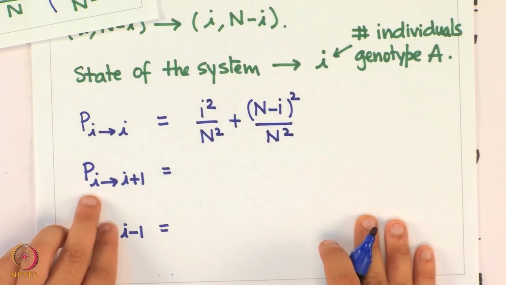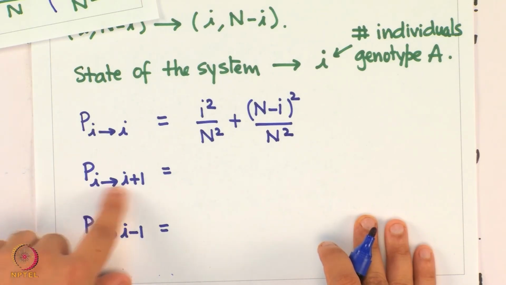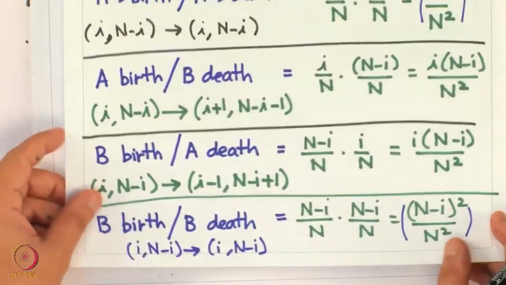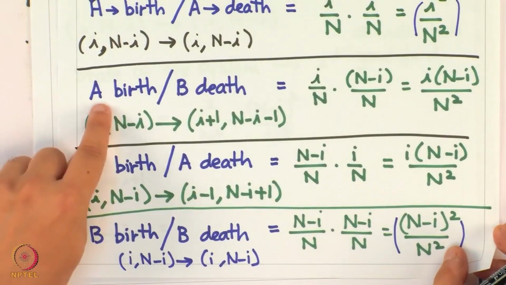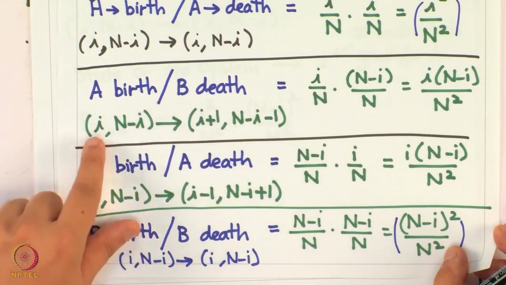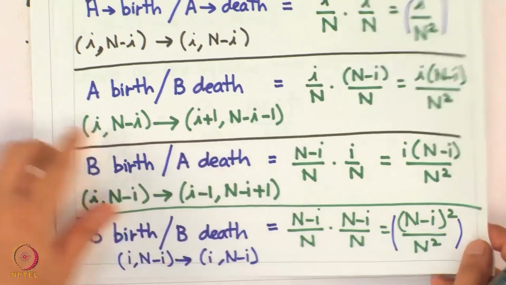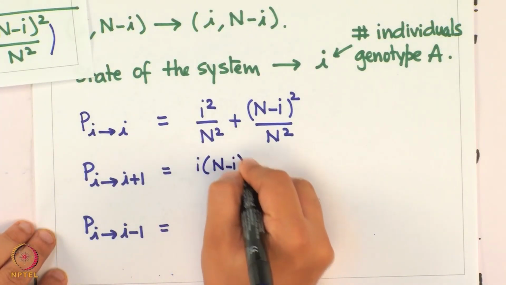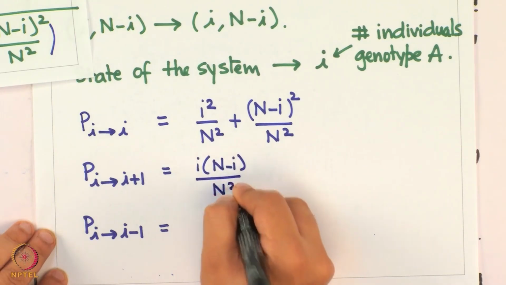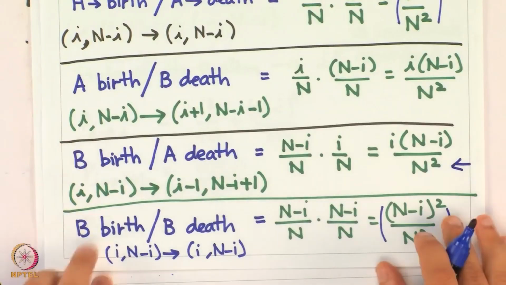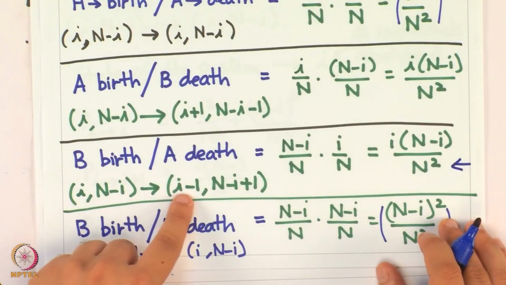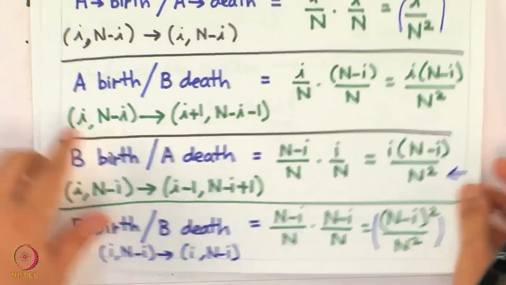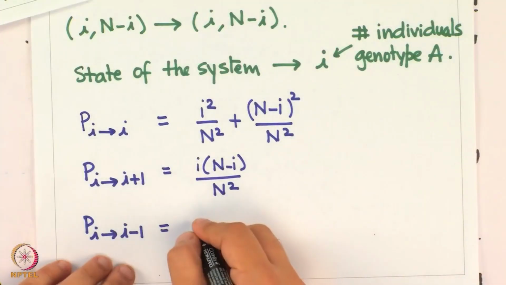Similarly, I want to write an expression for the probability that the system moves from I to I plus 1, and that's represented by this case where A birth and B death happens, the system moves from I to I plus 1, and that probability is equal to I into (n minus I) divided by n square. And lastly, I am left with this option, and that takes the system from I to I minus 1, and the expression is equal to this. So, I am going to write that here.